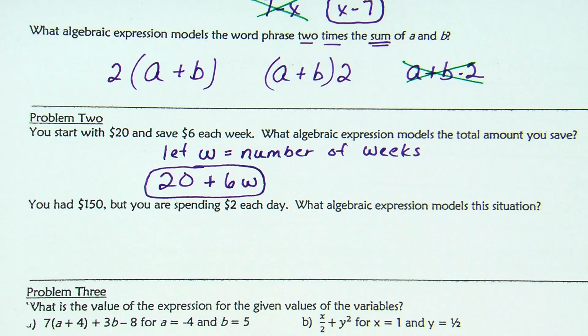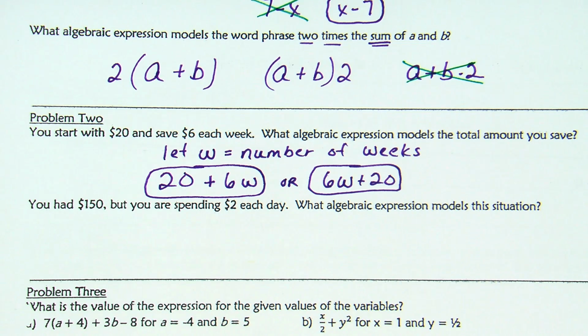6W plus 20 is also correct. And I'll tell you, Math Excel should be happy with either of those. I don't think they'd complain with either of those. Okay? Questions there? Okay, moving along.